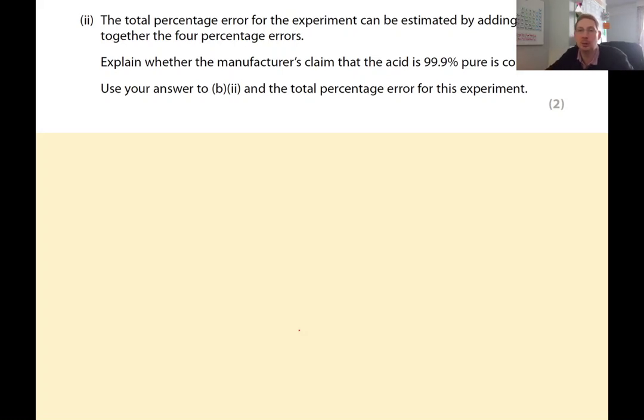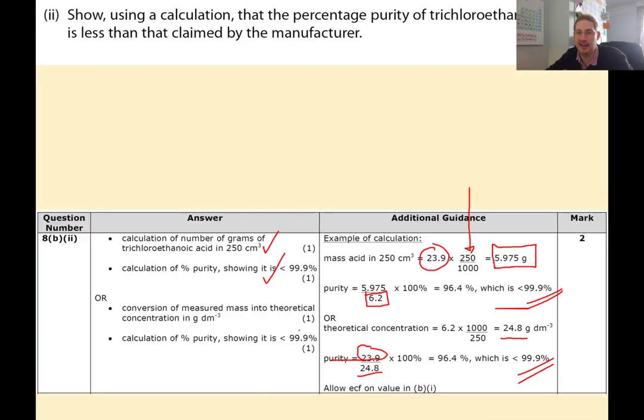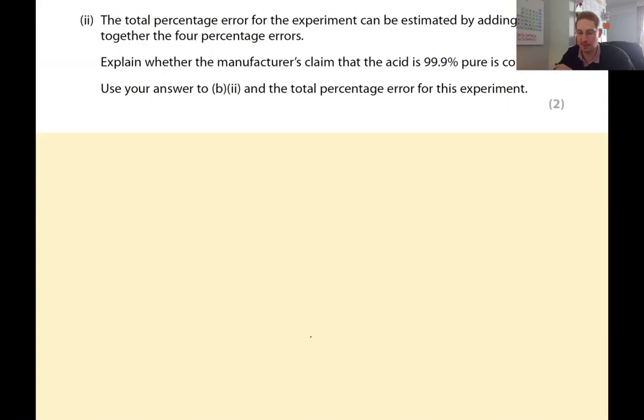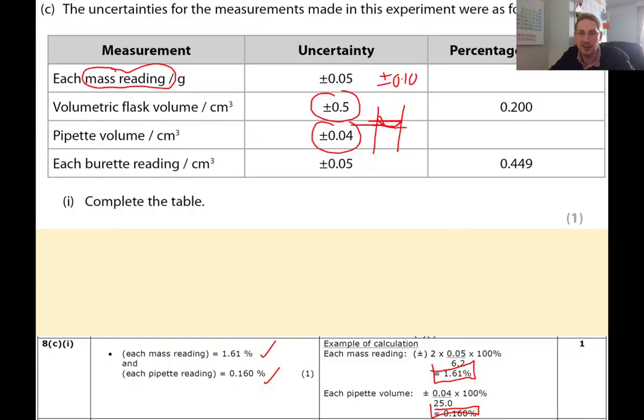Okay, so we've worked out that actually the acid is 96.4% pure. And that's from a couple of goes ago. So 96.4% pure. That's what we worked out it was. And on the previous slide, we can see here that if the percentage error up here is 1.61% and this is 0.160%, and we can sum all of those together, which I'm just going to do now.